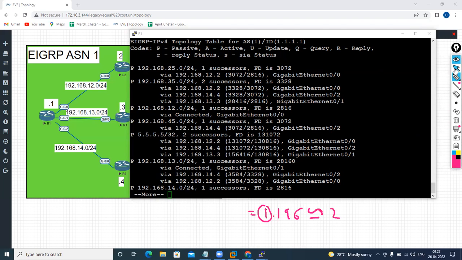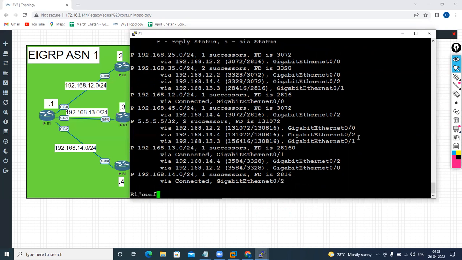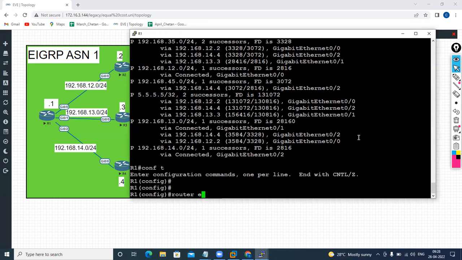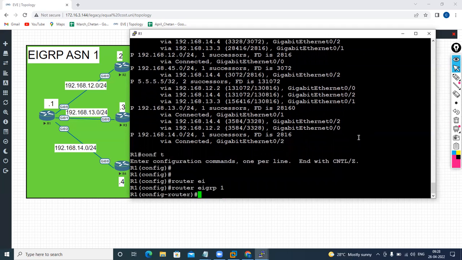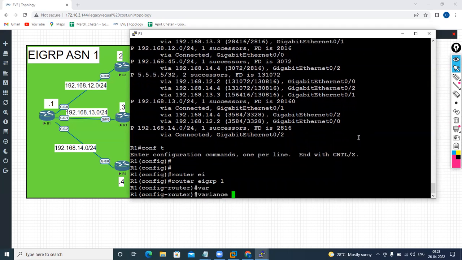Okay. Now how to configure this? You need to go under EIGRP and enable variance. So config T. Router EIGRP 1. The command is variance. What is the variance value? It is 2. 1.19, round it off to the next one. Okay. Enter.